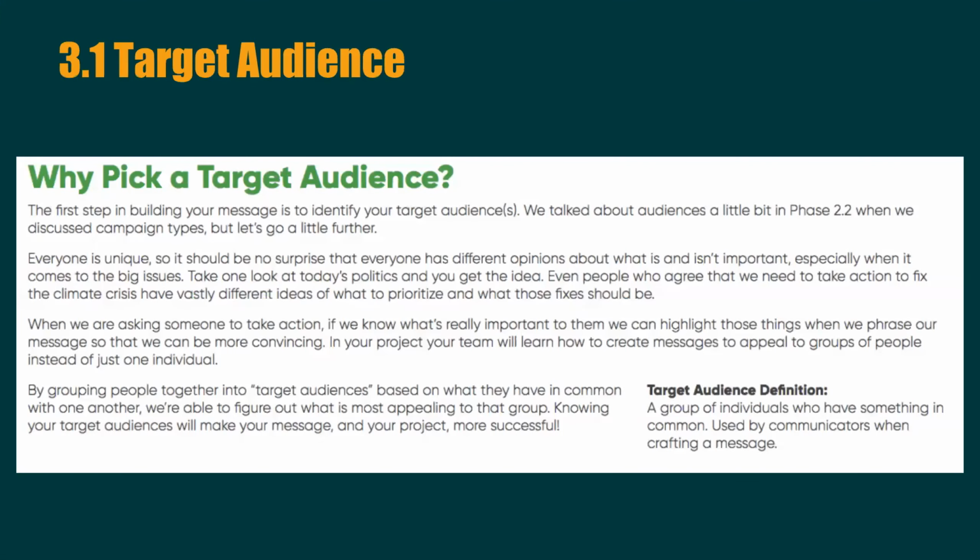So the first step is that the students will be picking their target audience. They will be setting their greenhouse gas goals. They will develop their key messages. They will pick their campaign strategies. They would develop their advocacy goals. And last but not least, they will outline a task list to get it all done. So the first step is to pick a target audience.